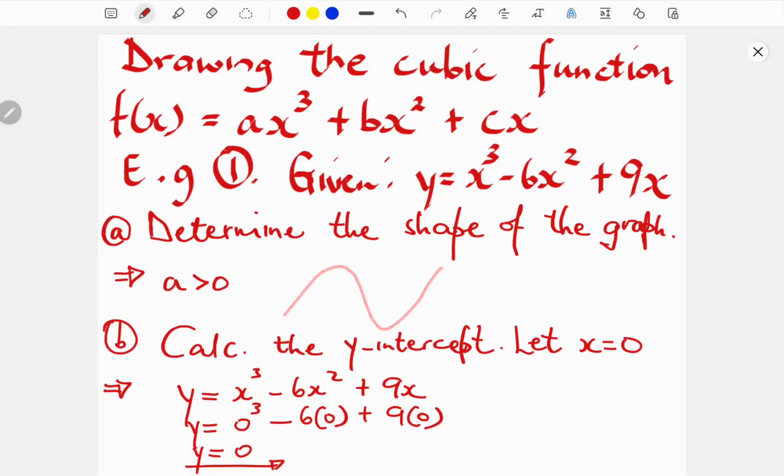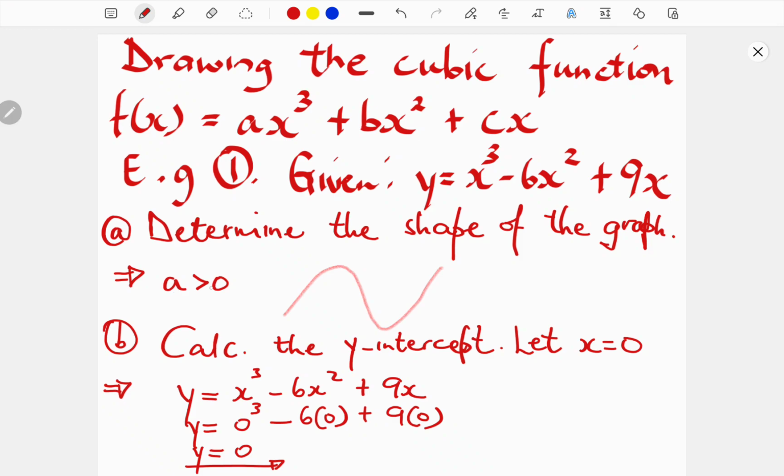Now students, we are going to study how to draw the cubic function in the form f(x) = ax³ + bx² + cx. For an example, we are given y = x³ - 6x² + 9x. Question A says determine the shape of the graph.